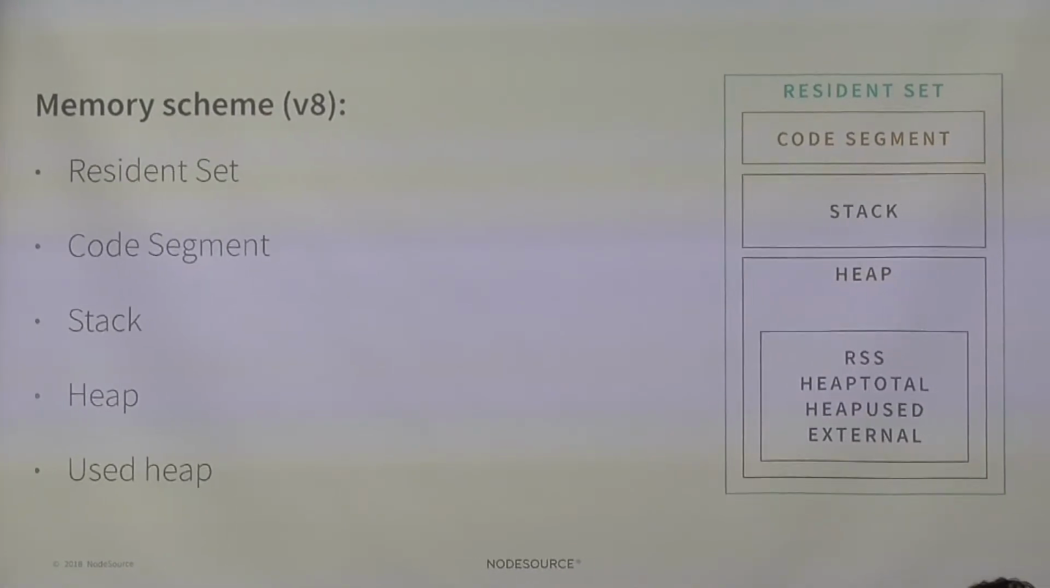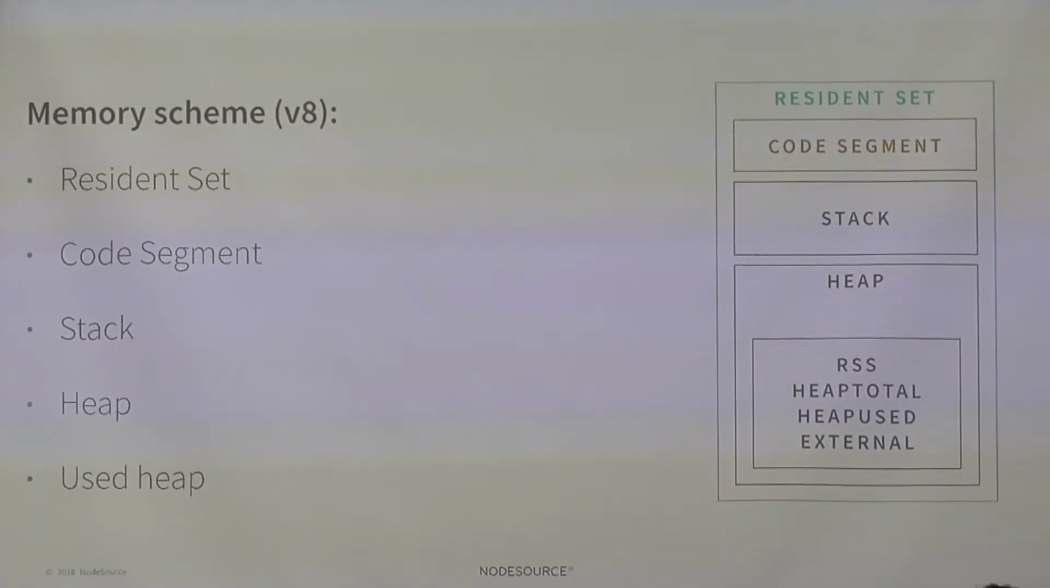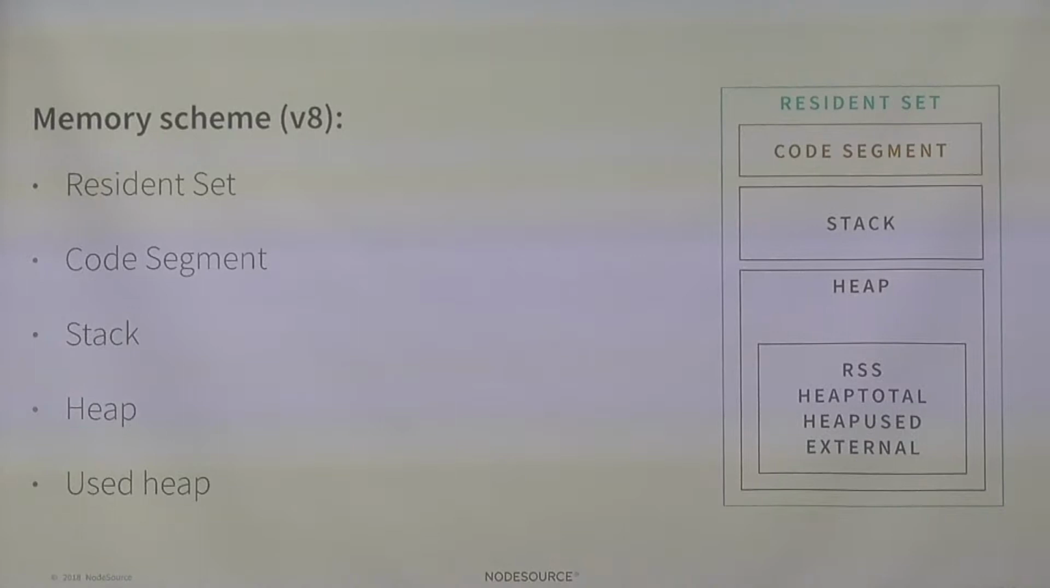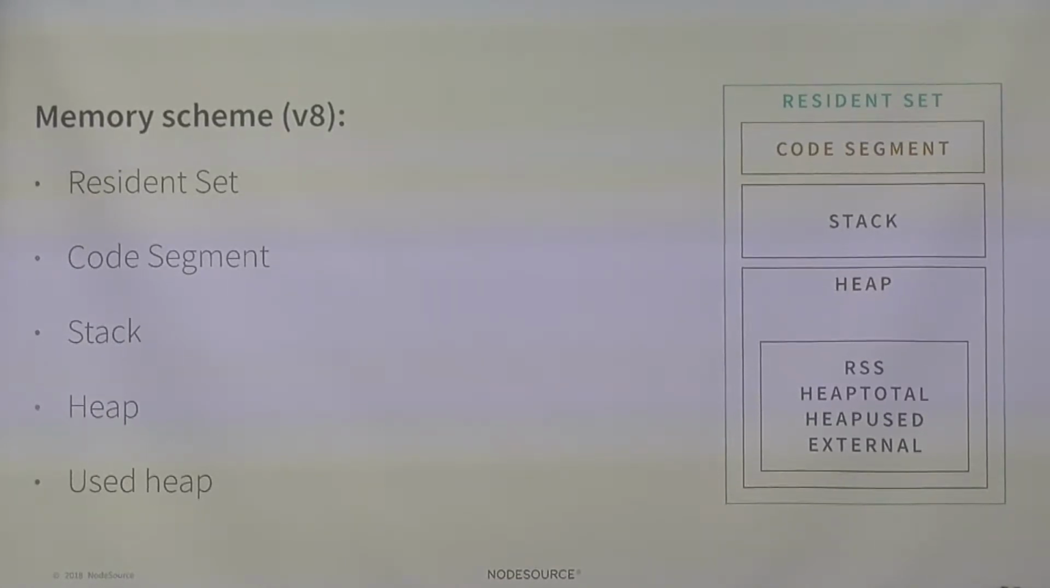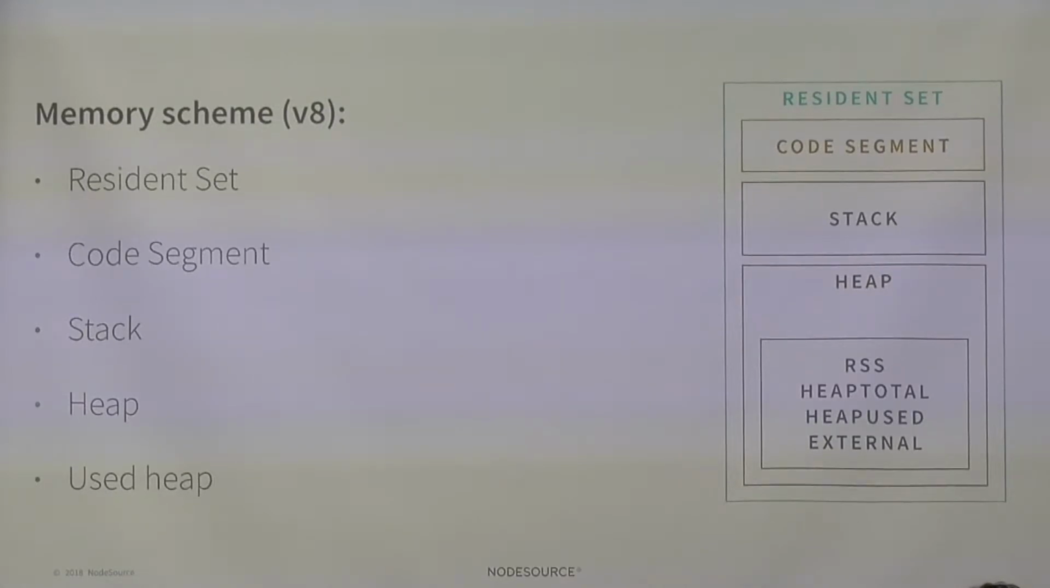Inside the heap, we have this object with more information about all of the memory of the process. For example, the RSS is the resident set size, which is the size of all the memory. The heap total and heap used are the V8 memory usage, and external is the C++ bindings, the C++ functions binding JavaScript functions.